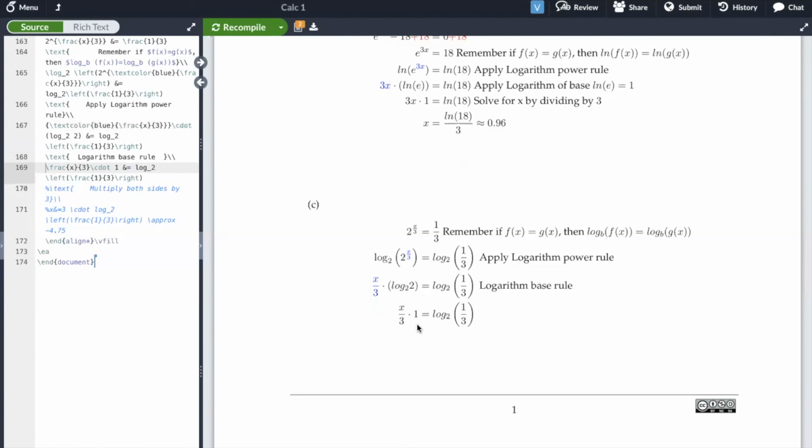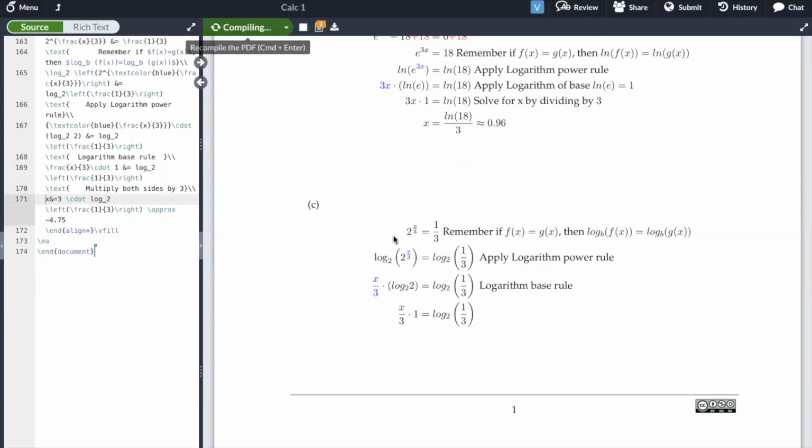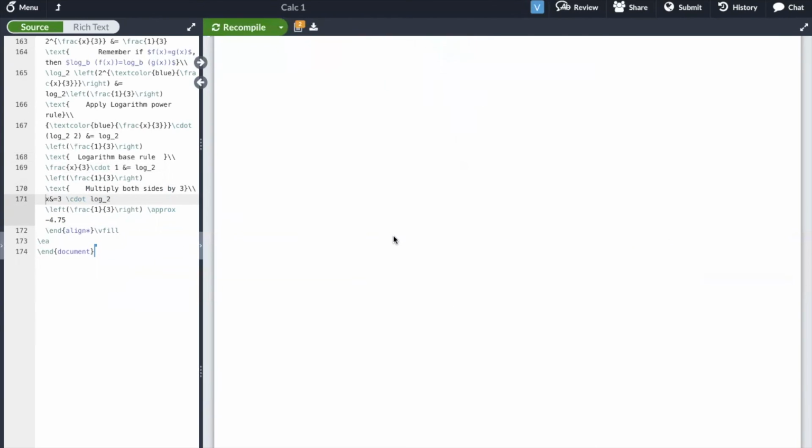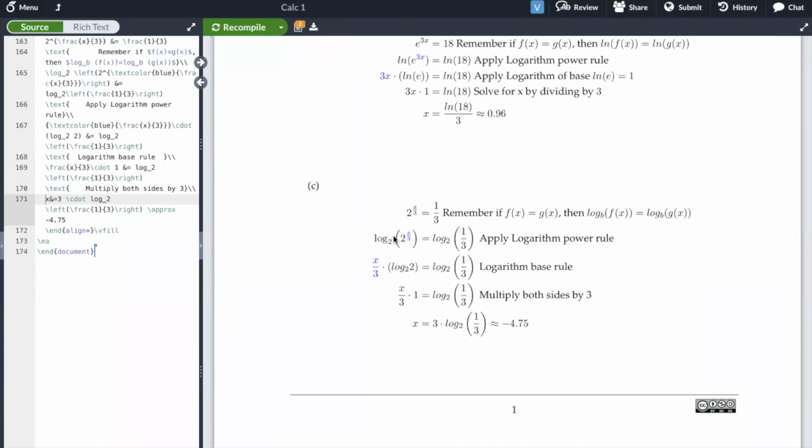And our next step would be to just multiply both sides by 3 and get the result for x. And if you plug in the result, you can just leave it like this. But if you plug it into a calculator, it will be approximately negative 4.75.